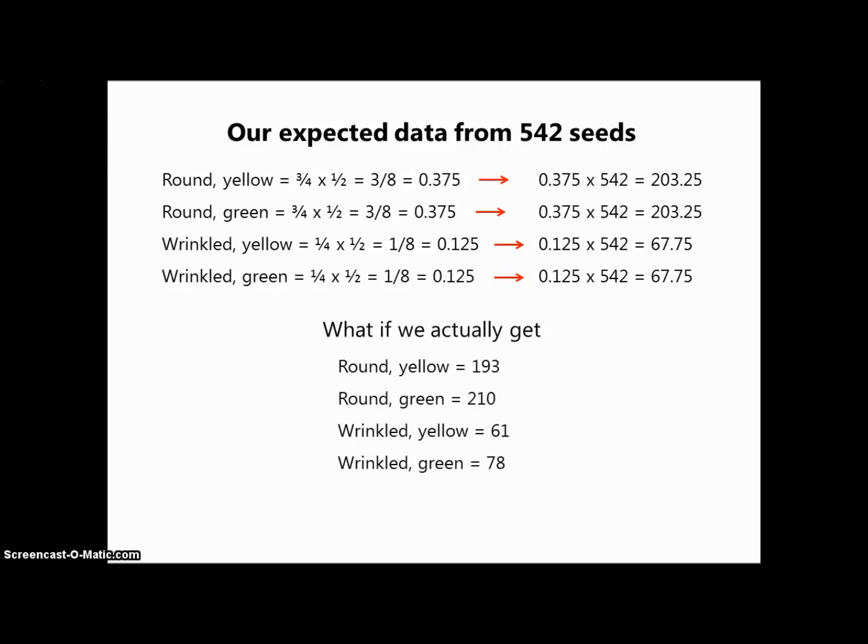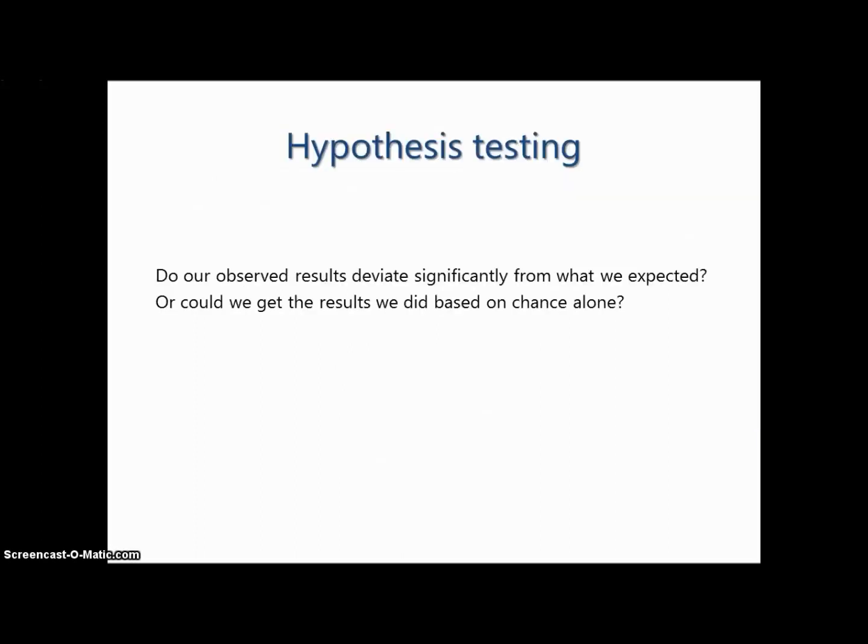What if we actually get something, not exactly that, but maybe kind of close? How do we know that our observed data are close enough to our expected that we can conclude that these traits are under Mendelian inheritance? All right, so in order to talk about this, we need to first talk about hypothesis testing, because that's what we're doing. We're testing a hypothesis.